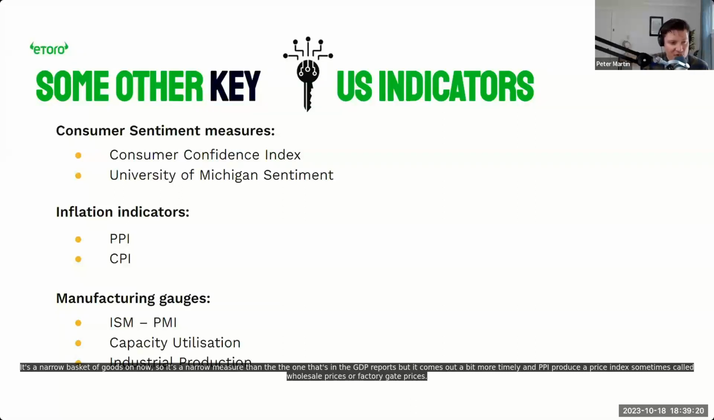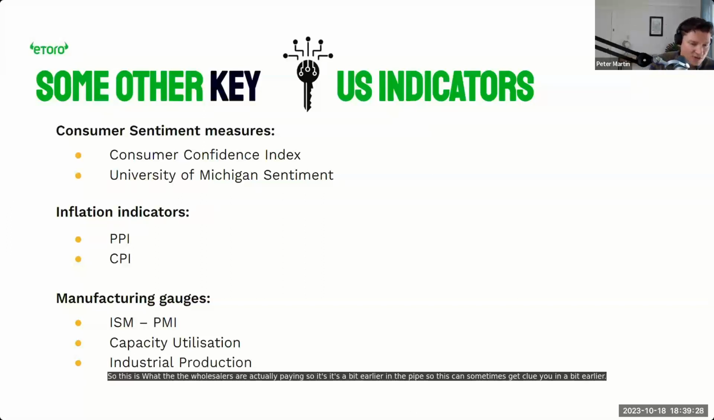And PPI, Producer Price Index, sometimes called wholesale prices or factory gate prices. So this is what the wholesalers are actually paying. So it's a bit earlier in the pipe. This can sometimes clue you in a bit earlier as to what might ultimately be coming down to consumers further down the line. But then again, wholesalers may not pass it on to consumers, but it's a useful piece of information.